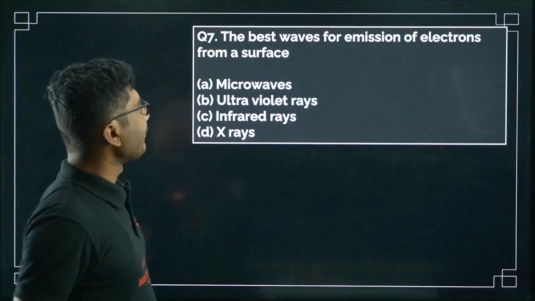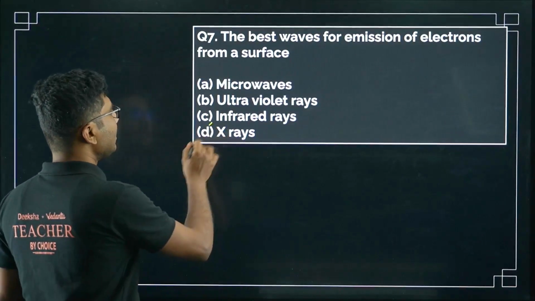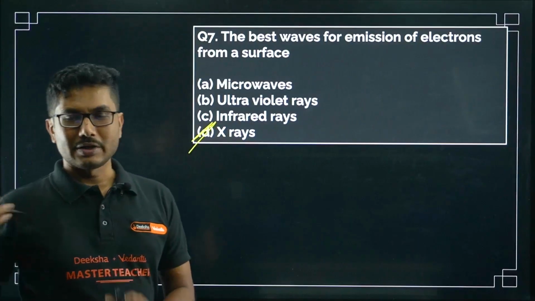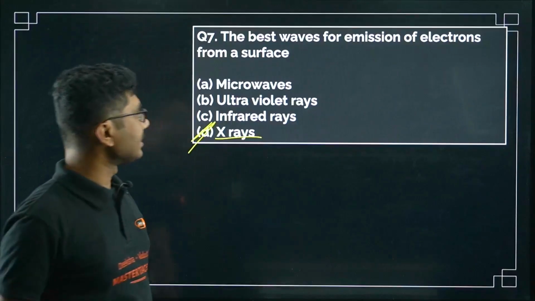Next, the best waves for emission of electrons from a surface. Obviously, the smaller the wavelength, the higher the frequency and the chance of electron emission, so X-ray is the answer.